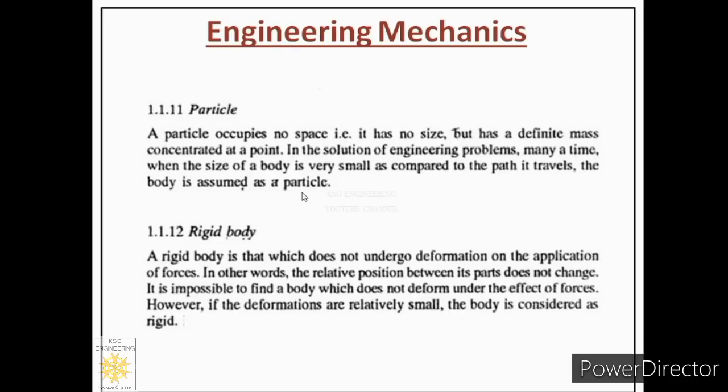Now next is the rigid body. Let us read the definition first. A rigid body is that which does not undergo deformation on the application of forces. Now it seems a bit contradictory over here, but let us read the next line. In other words, the relative position between its parts does not change.